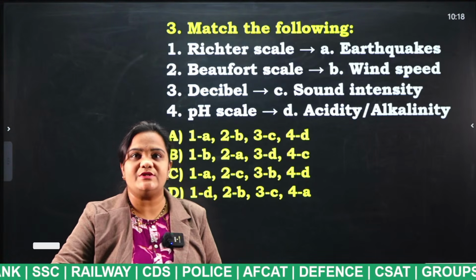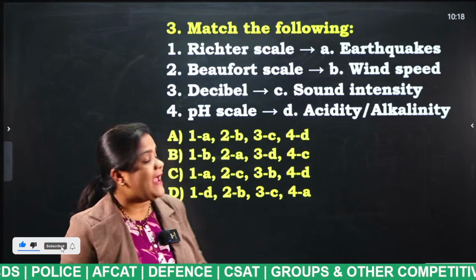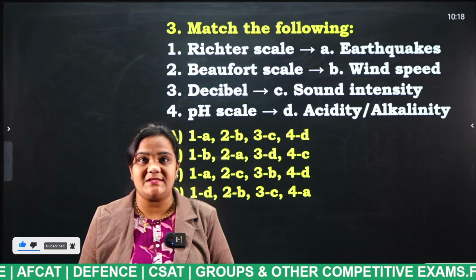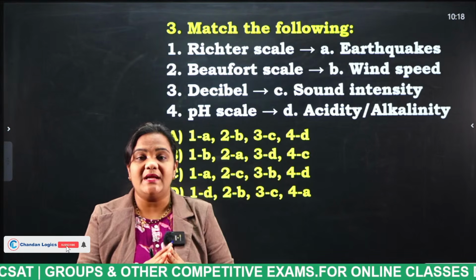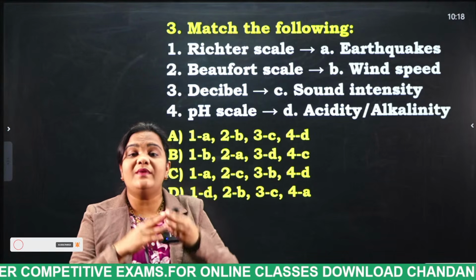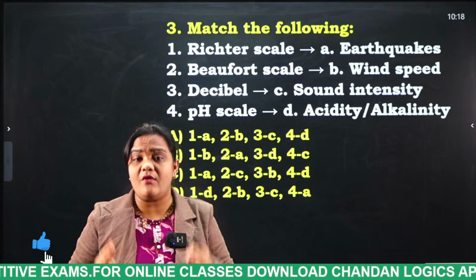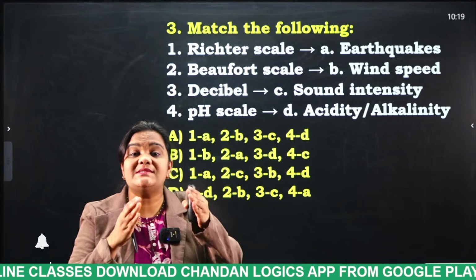So this is a question regarding match the following. They have given column A and column B. Match it and put your answer in the comment section. Richter scale: actually, the Richter scale is a type of logarithmic scale. It showcases the magnitude of an earthquake, that means how much energy is arising.